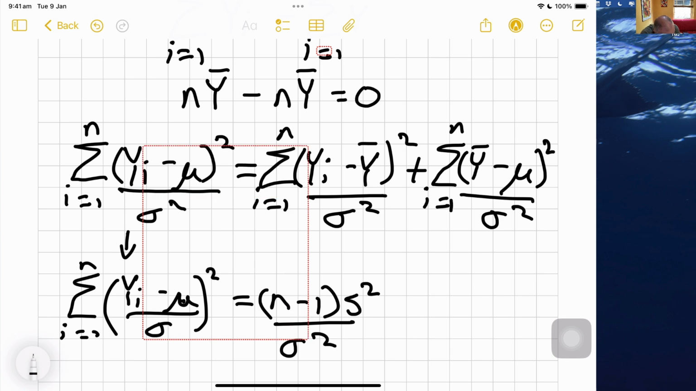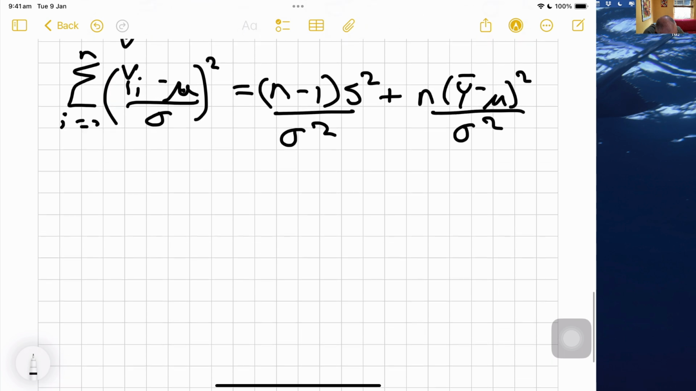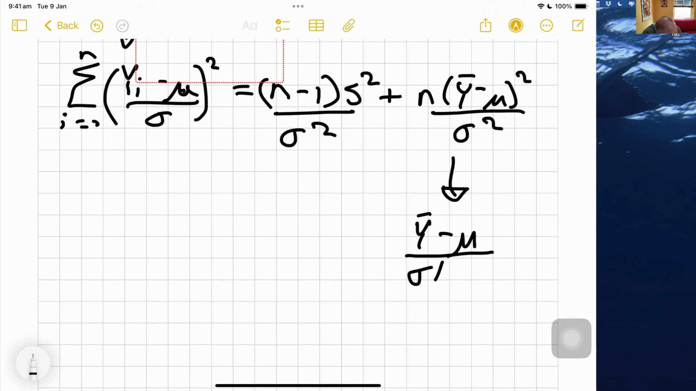The final term here, these are all constant. The y bar and the mu are all constant, so I've got n lots of y bar minus mu squared over sigma squared. In fact, I'm going to make this term even better. I'm going to write it as y bar minus mu over sigma over the square root of n, all squared.